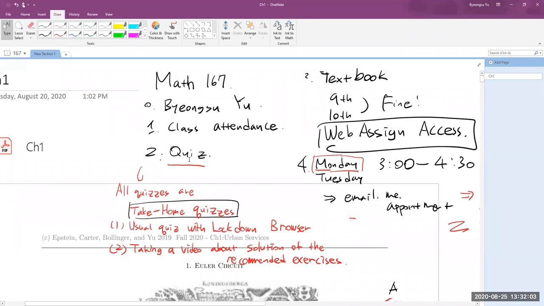Okay, also there was a question from the remote students about how to connect the Lockdown browser before the quiz. There are some solutions, such as Respondus, and eCampus also gives, and WebAssign also gives us some Lockdown browser settings. I'm not sure which one is better for your environment, so I will test it today and let you know which one is better and how to do it. Okay, question?